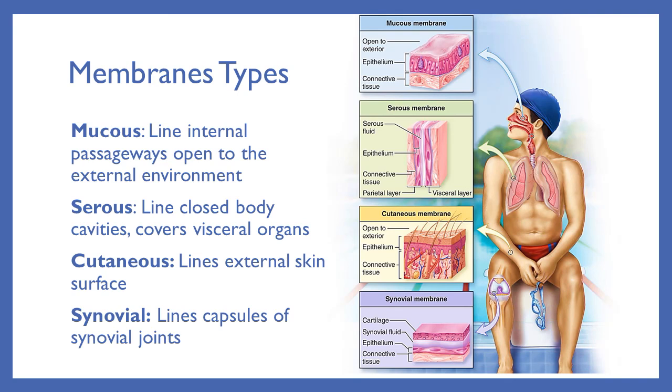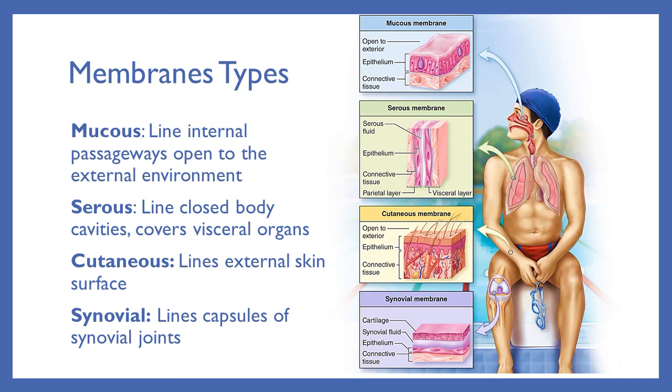Serous membrane lines closed body cavities and covers the organs. We saw the serous membrane for the heart, the lungs, the abdominal organs. It just reduces friction. Cutaneous lines the external surface. It's a lot like the mucous membrane, but instead of having a mucus wet surface, we're going to have a very dry protective surface of that stratum corneum.